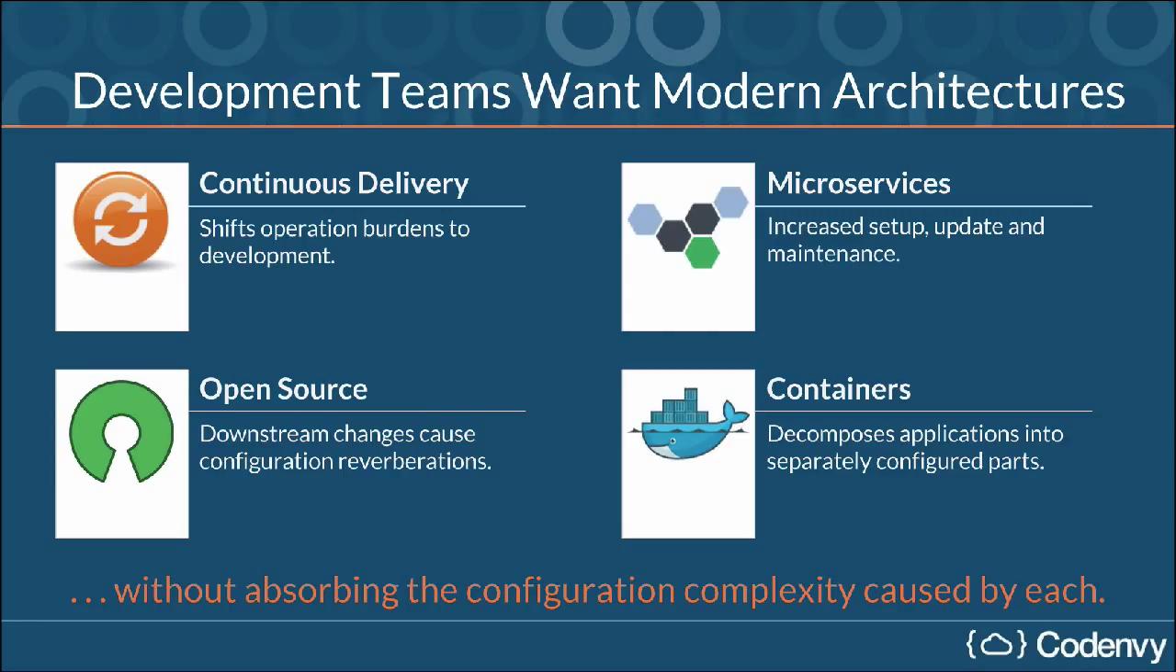There's increased setup. There are more components that require setup, update, and maintenance. You look at open source, and often the downstream changes there can cause configuration reverberations felt by any application that uses that package. And that's something that's probably familiar to most of the people on the call. So each of these really adds a configuration complexity cost to the application. And the more modern architectures we use, the higher that configuration cost.